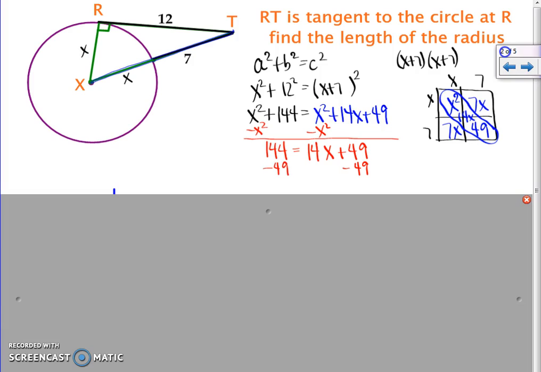What do we get there? 95? Okay, and then divide. What do we get? Is it 5? Someone have a calculator? 95 divided by 14?